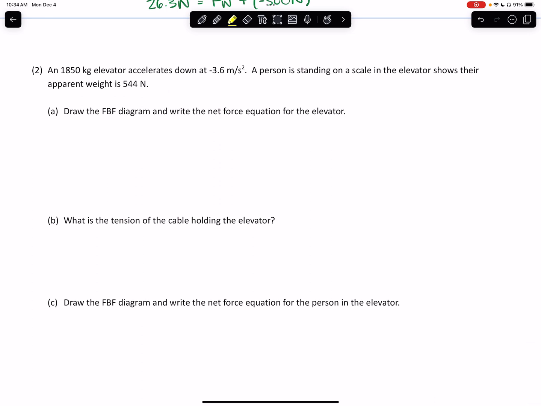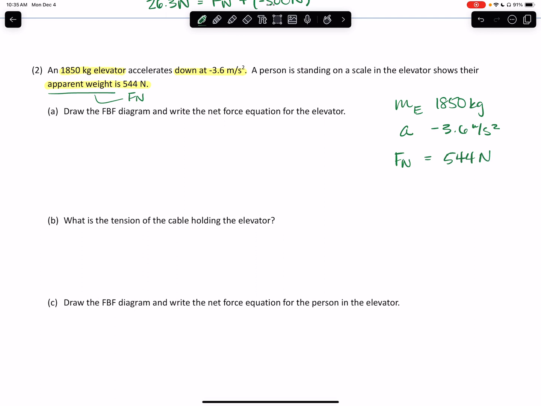Here we have a 1,850 kilogram elevator accelerating down at negative 3.6 meters per second squared. A person standing on the scale in the elevator shows their apparent weight to be 544 newtons. So this apparent weight is Fn. Let's see what we know. The mass of the elevator is 1,850 kilograms. The acceleration is negative 3.6 meters per second squared, and Fn is going to be equal to 544 newtons.